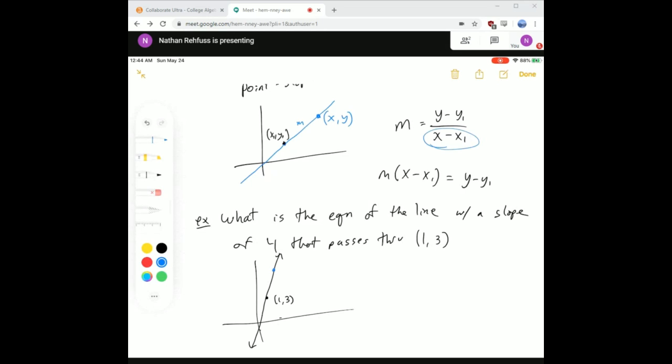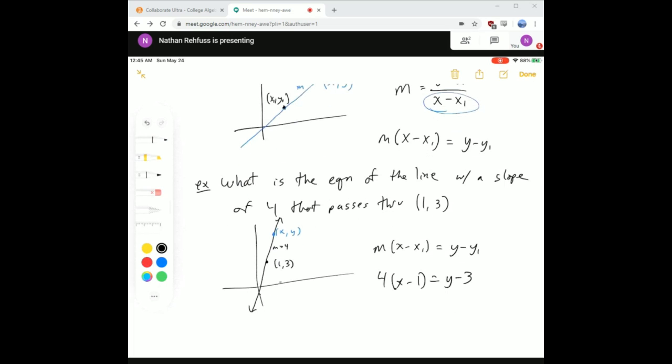Let's say some point, so we know m is 4, and I know some other point x, y is on the line, and I want to describe the relationship between x and y. What I'll write is m times x minus the point I'm given equals y minus the point I'm given. So in this case, 4 times x minus 1 equals y minus 3. And that's an equation for the line. You see how that works?